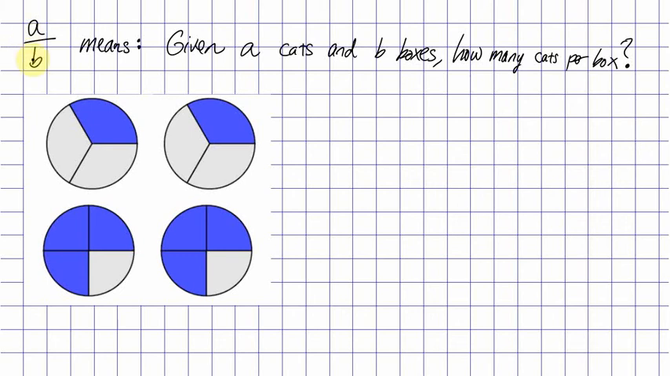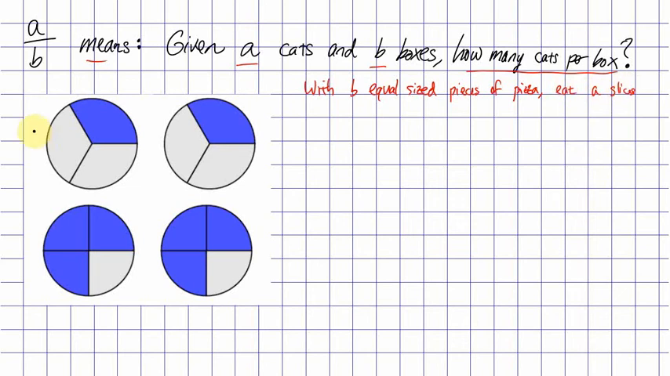In addition to having the fraction a over b, meaning given a cats and b boxes, how many cats are there per box, we can also interpret a over b to mean: if there are b slices of pizza with b equal size, how many do you have when you eat a slice?